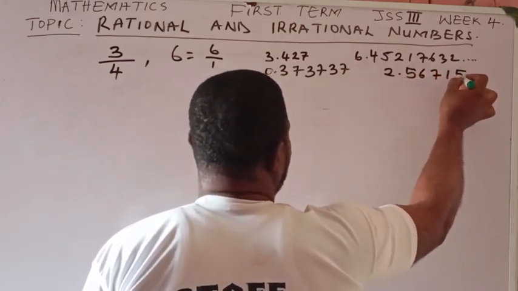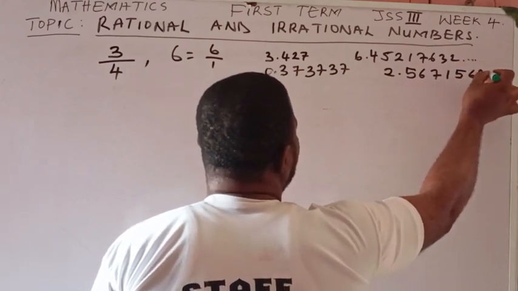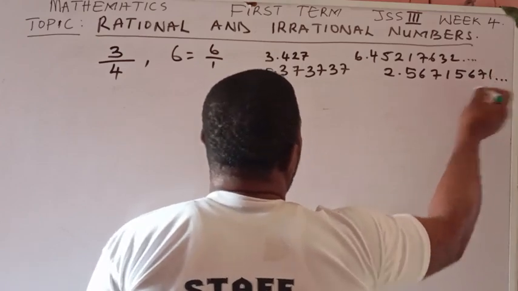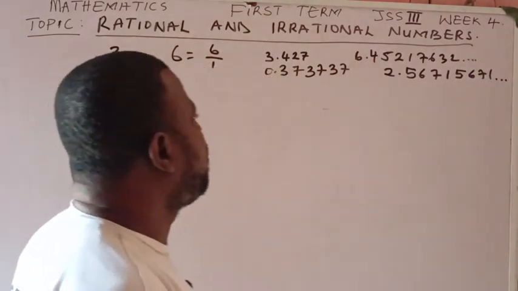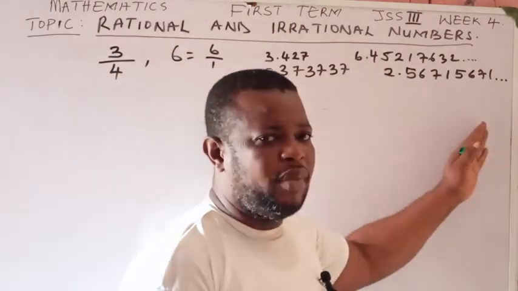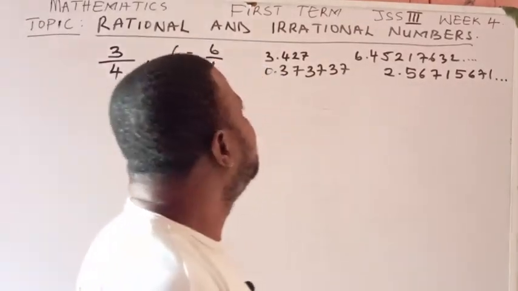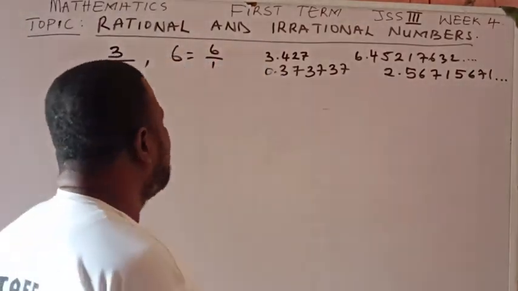Another reoccurring number is something like 2.5671. Then you still see 5671 again. So this is a reoccurring number, so it becomes a rational number. But once it is not reoccurring, it becomes an irrational number.